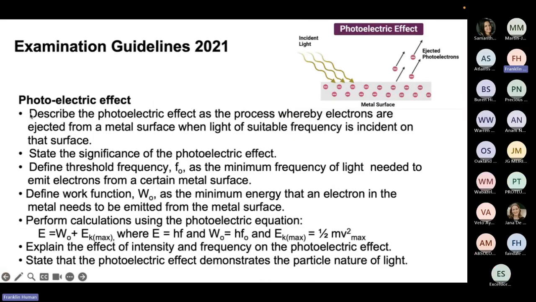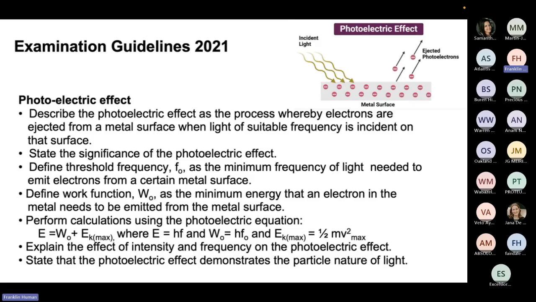So first bullet point: describe the photoelectric effect as the process whereby electrons are ejected from a metal surface when light of a suitable frequency is incident on that surface. So what did I remind us of this morning? That light of a certain frequency is also light of a certain color, is also light of a certain wavelength. So when you talk back to yourself about this content, you can say it in the same manner.